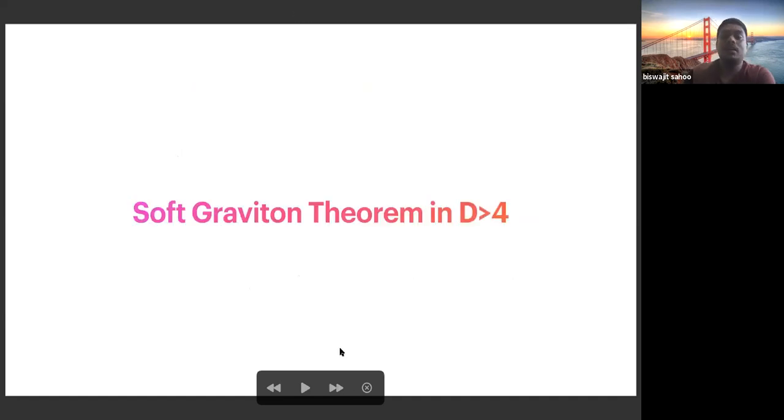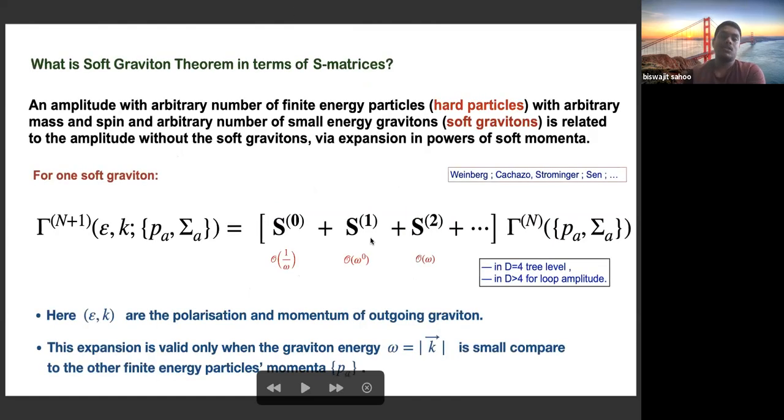So let me start with the soft graviton theorem in space-time dimension greater than 4. What is a soft theorem? Consider an amplitude which has an arbitrary number of external finite energy particles, which can have arbitrary mass and arbitrary spin, which we will call hard particles. This amplitude also contains some small energy gravitons, which we will call soft gravitons. We then try to relate this amplitude with the amplitude which does not contain any of these soft gravitons. The relation is via expansion in powers of the soft momenta, which is the momentum of the soft gravitons.